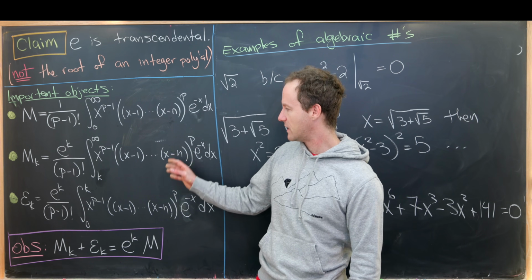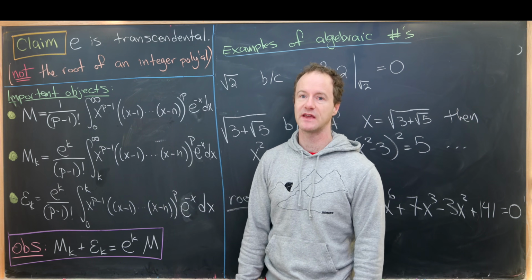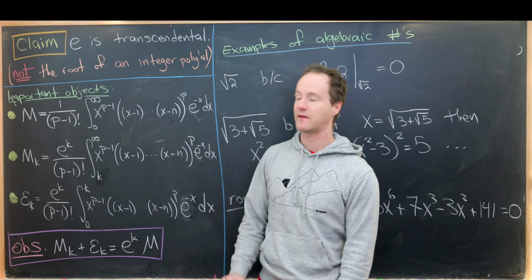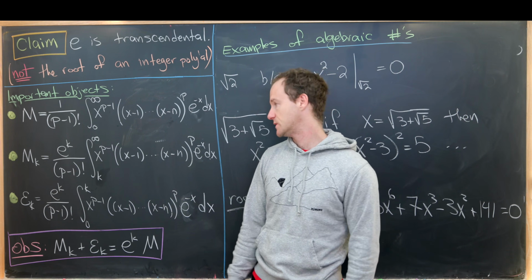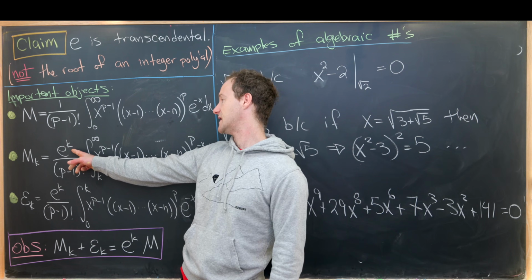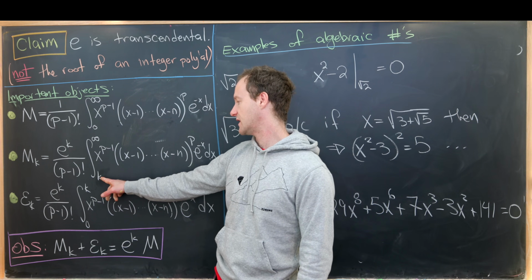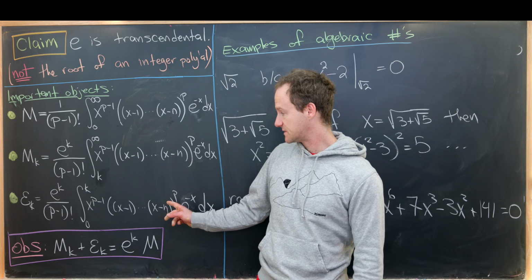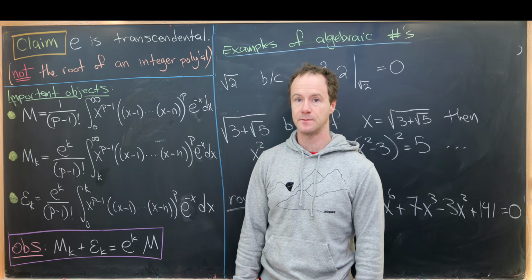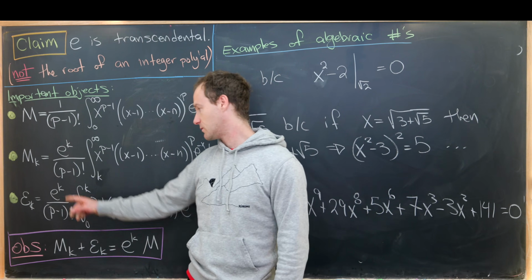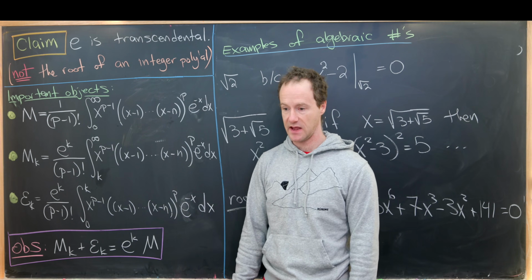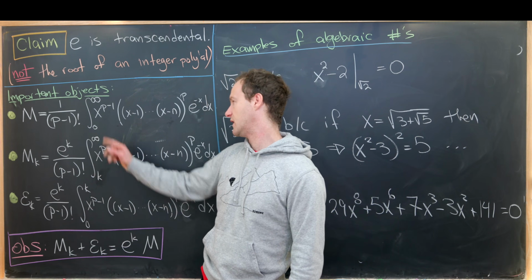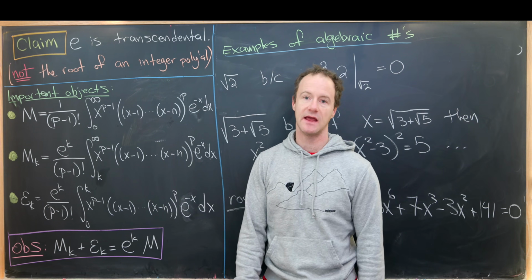Then we have complementary numbers, m sub k and epsilon sub k. Notice that m sub k is almost exactly the same. The two things that we change are a multiplication by e to the k and starting the integral at k instead of 0. Furthermore, epsilon sub k is also almost the same. The two things we change are, again, the multiplication by e to the k, and then starting at 0, like we did in the first case, but ending at k.